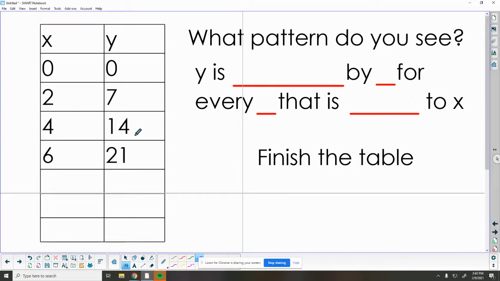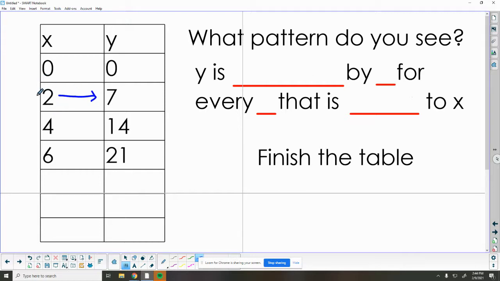Hey, let's try another one here. So look and see if you notice any patterns. So going down the X's, 2, 4, 6. So again, counting by 2s. Going down the Y's, we have 7, 14, 21. So we can see those patterns. Let's look at our patterns going across.